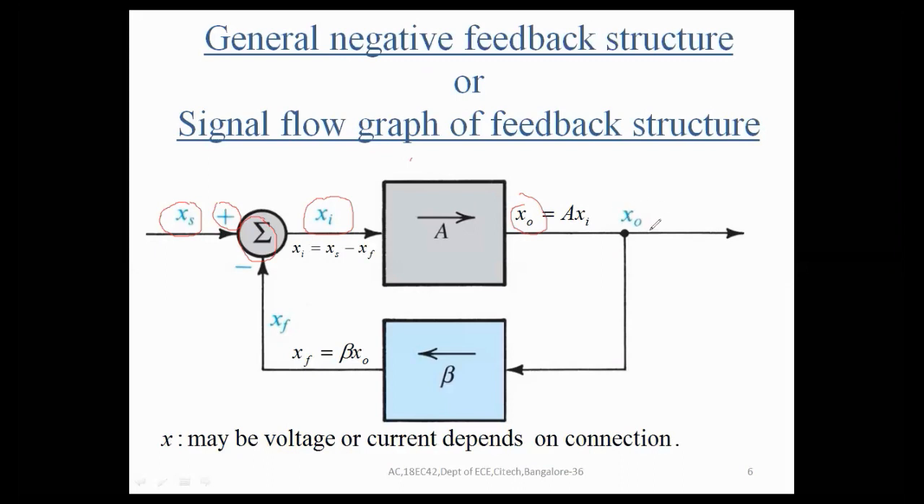Then X naught is sampled or fed back into the input of the feedback network. The output of the feedback network is Xf, that is equal to beta times X naught. That is mixed with Xs, so that we get Xi equal to Xs minus Xf. This negative sign indicates negative feedback. We can say that the feedback signal always opposes the source signal, or that the feedback signal has a 180-degree phase shift with respect to the source signal. This is the general structure. Let us go to the closed loop gain AF derivation.